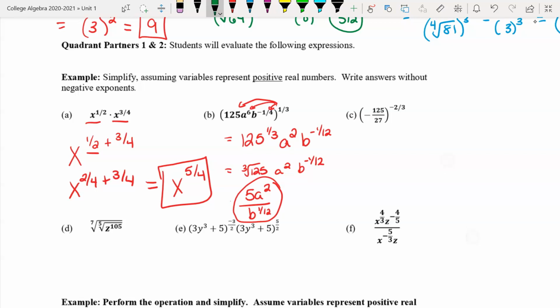This one, what you can do, the negative 2/3 goes to both of those. Before we do that, let's make it positive. To make it a positive exponent, I'm just going to flip the fraction and make it 2/3 now. So now the easiest step, let's apply the negative to the top or the bottom. You've got to pick one. I usually apply it to the top, so I say negative 27 to the 2/3 over 125 to the 2/3, because that 2/3 is going to go to both of those exponents.